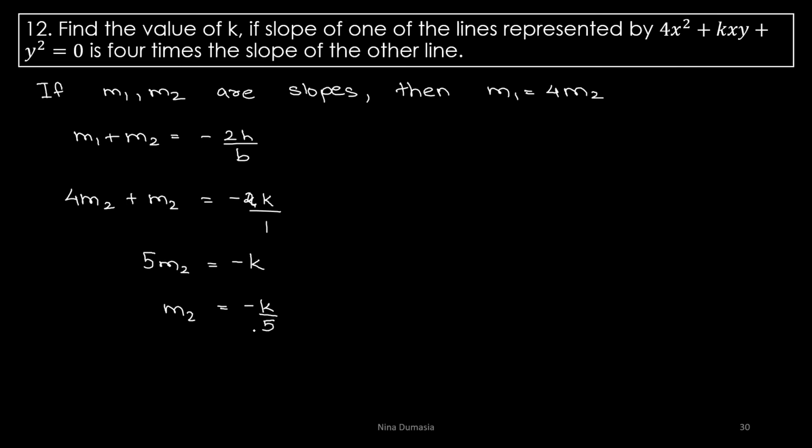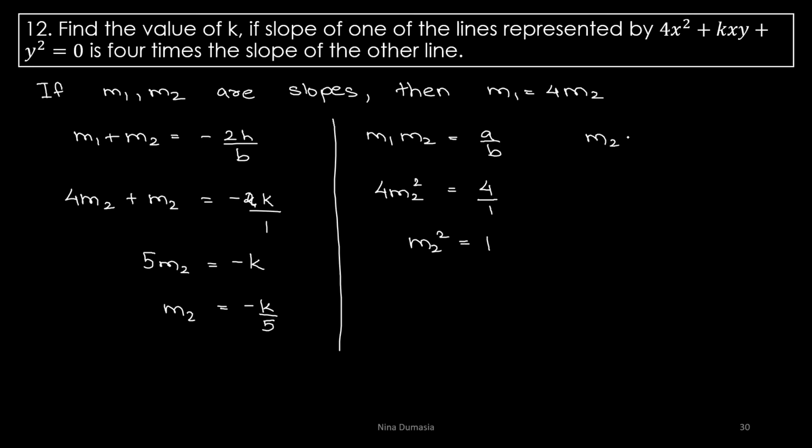Now next प्रोडक्ट भी कंसिडर कर सकते हैं ना. तो प्रोडक्ट के लिए m1 into m2 is equal to a by b. Okay, so therefore I can say that 4m2 square is equal to a का value is 4 divided by 1, and therefore we can say that m2 square is equal to 1. This means that m2 can be either 1 or minus 1.